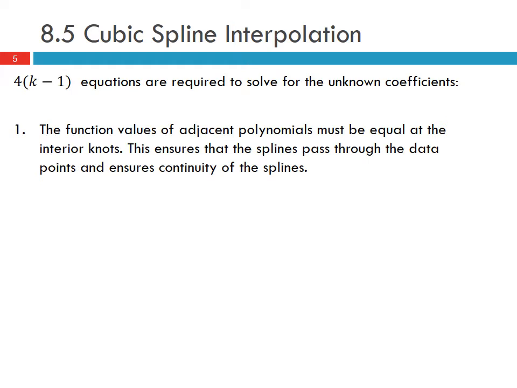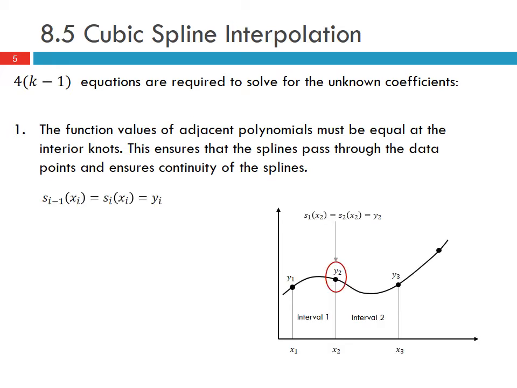The first is that the function values of adjacent polynomials must be equal at the interior knots. This ensures that the splines pass through the data points and ensures continuity of the splines. So at the interior knots, the function value from this polynomial has to equal the function value from this polynomial, and they have to equal the given data point. This can be written as shown here: S_{i-1}(x_i) = S_i(x_i), and they're both equal to y_i. So this gives us 2k-4 equations for the interior knots.